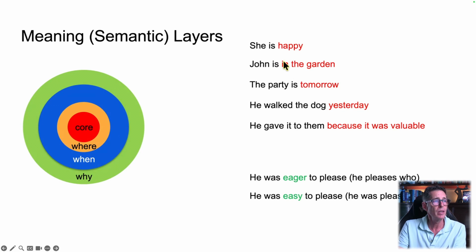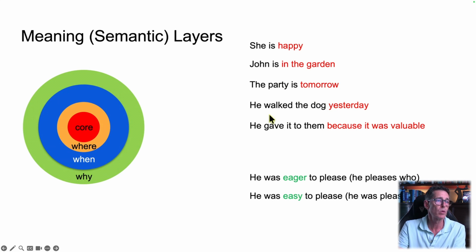In the garden, so in is the preposition that has the garden and John as arguments, but in this case, in the garden is a location, so it's where. And he walked the dog yesterday, that's a time, so that's when. And in the case of the party being tomorrow, the party is the only thing in the core.